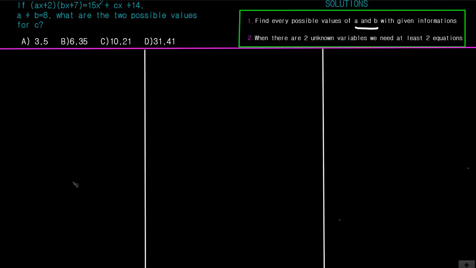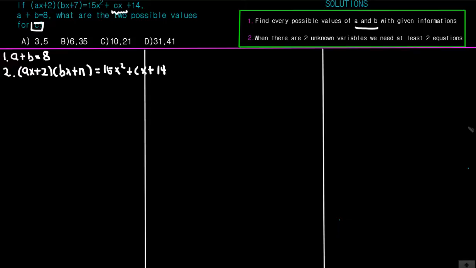So at first we can bring our whole information down. The first piece of information is that a plus b is equal to 8. And we are just doing some steps for finding the value of c, which is the mid-term in the quadratic. And we need one more equation. But we know that (ax plus 2) times (bx plus 7) is equal to 15x squared plus cx plus 14.